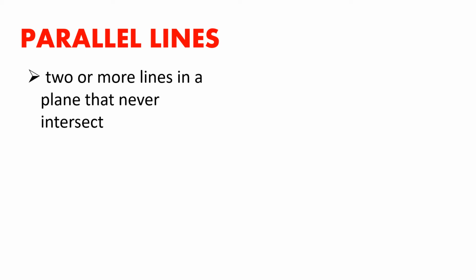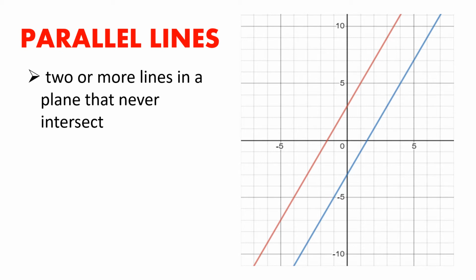In this lesson, we talk about the slope of parallel and perpendicular lines. Let's begin by talking about parallel lines. Parallel lines are two or more lines in a plane that never intersect. Here is a graph of two parallel lines.